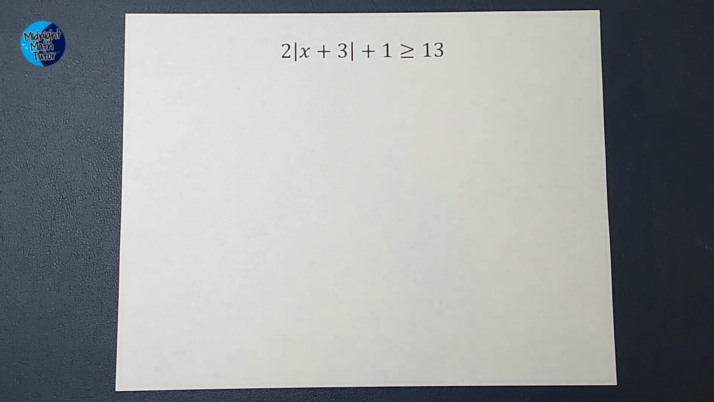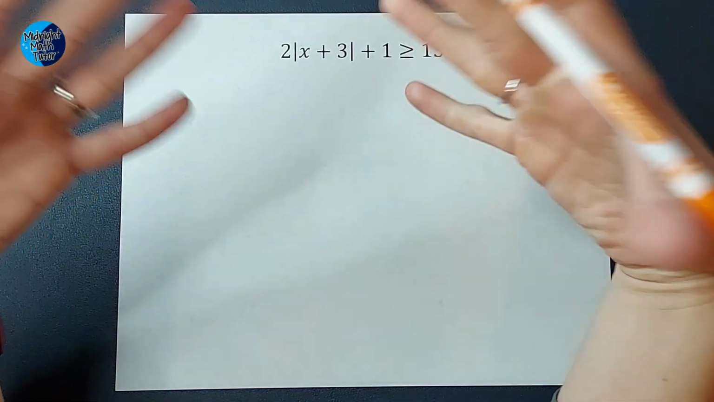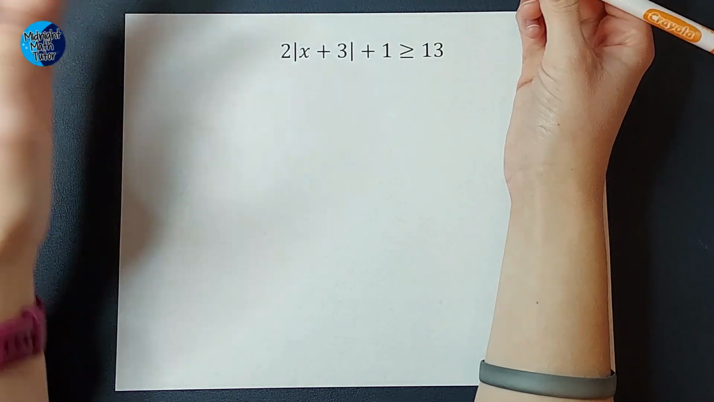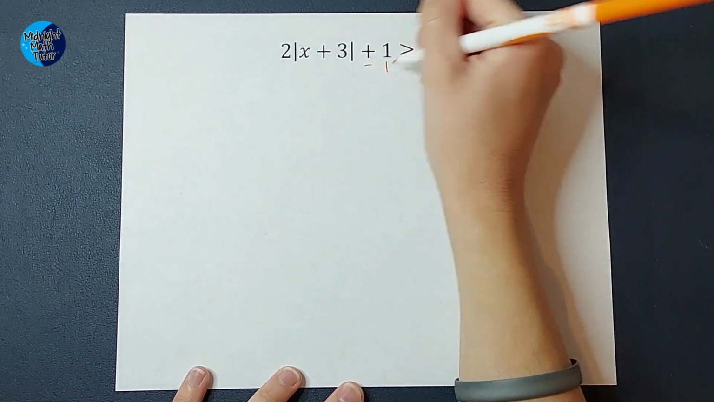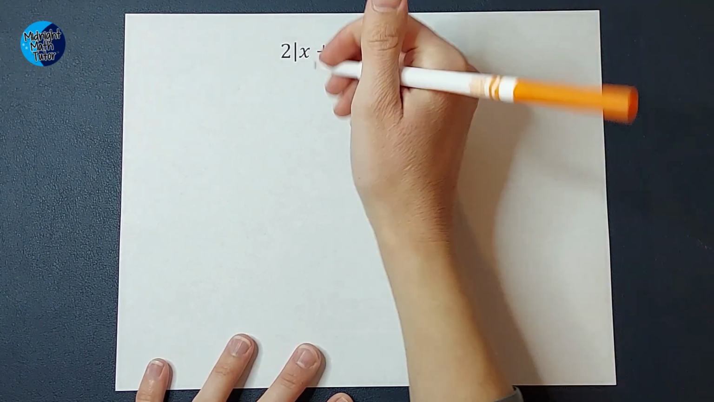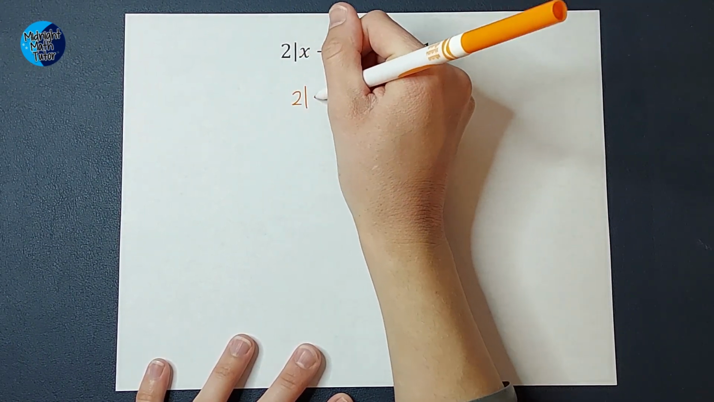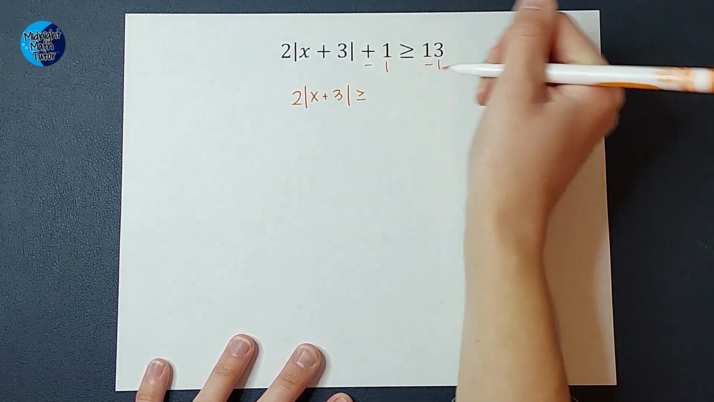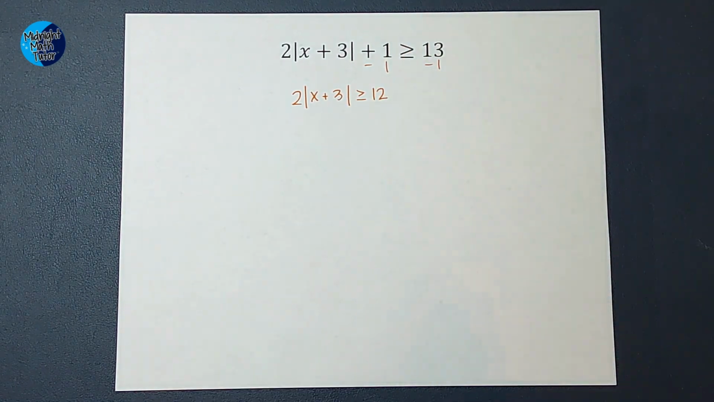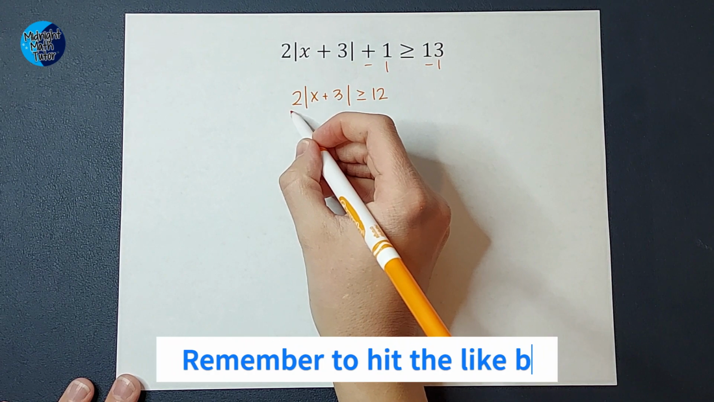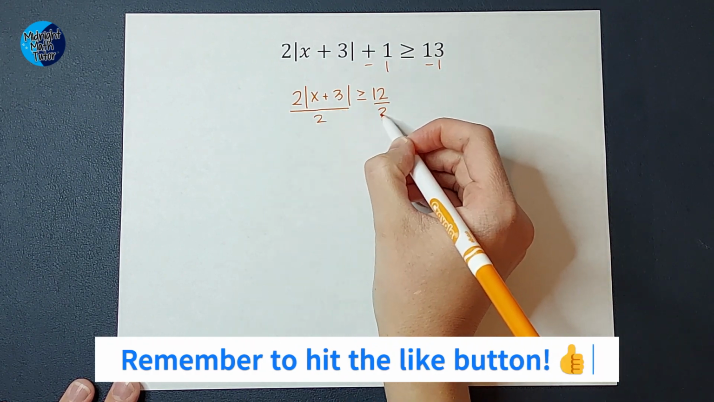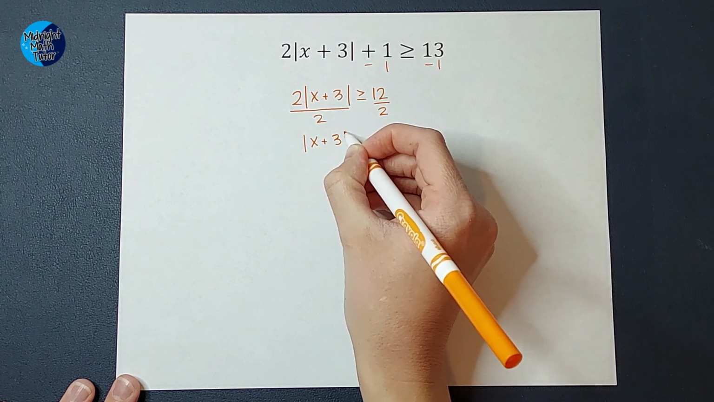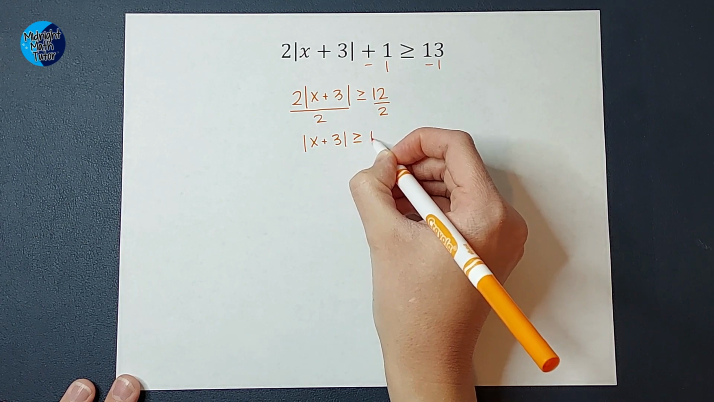So the first thing I want to do is get my absolute value bars alone. Meaning I don't want this +1 here and I don't want it being multiplied by 2. So first I'm going to subtract 1 from both sides. So I end up with 2 times the absolute value of x plus 3 is greater than or equal to 12. Okay, then I want to get rid of that 2, so I'm going to divide it off. So then I end up with the absolute value of x plus 3 is greater than or equal to 6.